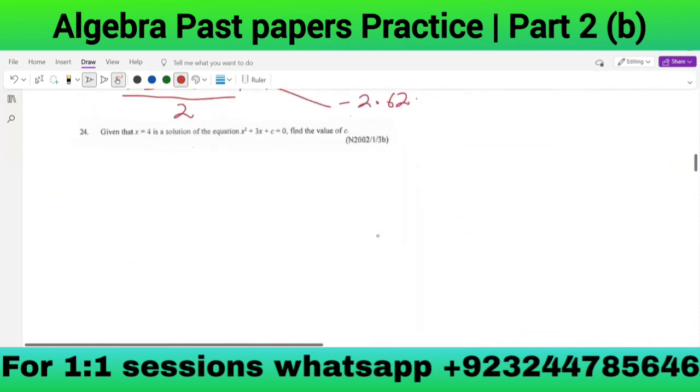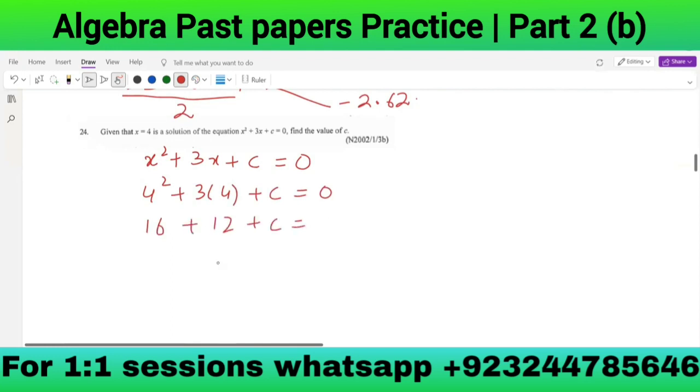Okay, given that x is equal to 4 is the solution of the equation, find the value of c. So if x is equal to 4 is the solution of the equation, it means we can put the value of x as 4. So 4 squared plus 3 into 4 plus c, which is equal to 0. 4 3s are 12, plus c is equal to 0. So c is equal to minus 28.